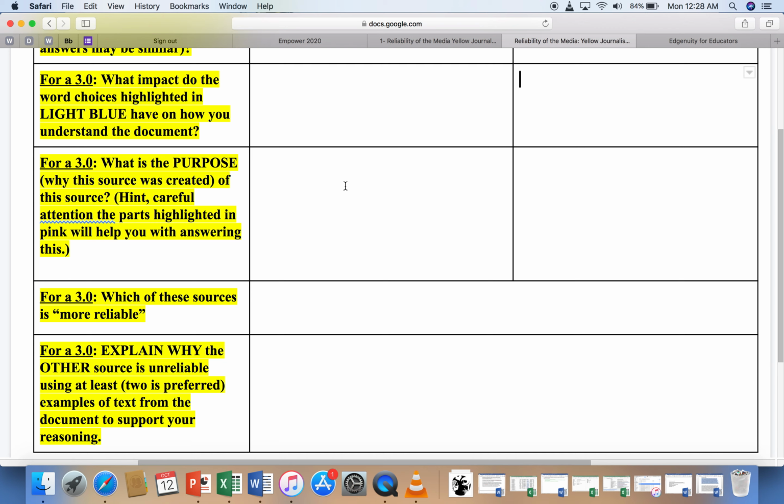All right. For a 3.0, which of these sources is more reliable? You can see here that we're away from this 2 box because we're not answering this for each document, but rather as a total. Between the 2 documents, which of these is more reliable? Okay. Next, it says, explain why the other source is unreliable. So for instance, if you say that source 1 is reliable, why is source 2 unreliable? Okay. And it's asked that you give at least 2 examples from the text of the document to support your reasoning. Well, I noticed this word, I noticed the way it says this, I noticed that. It leads me to believe that it's not very reliable.